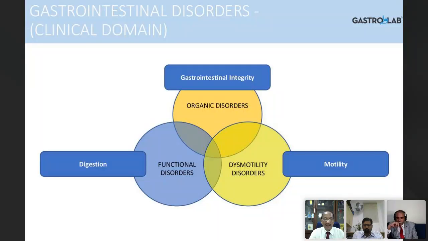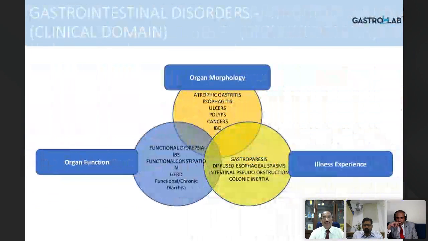And these are the overlap zones. So you have to remember and try to understand the problem. Examples are organ changes that happen in atrophic gastritis, esophagitis, ulcers, polyps, cancers, and in the lower GI tract, inflammatory bowel disease, which even Crohn's gastritis has been well recognized. If you look at the organ function, functional dyspepsia is one of the major problems today.